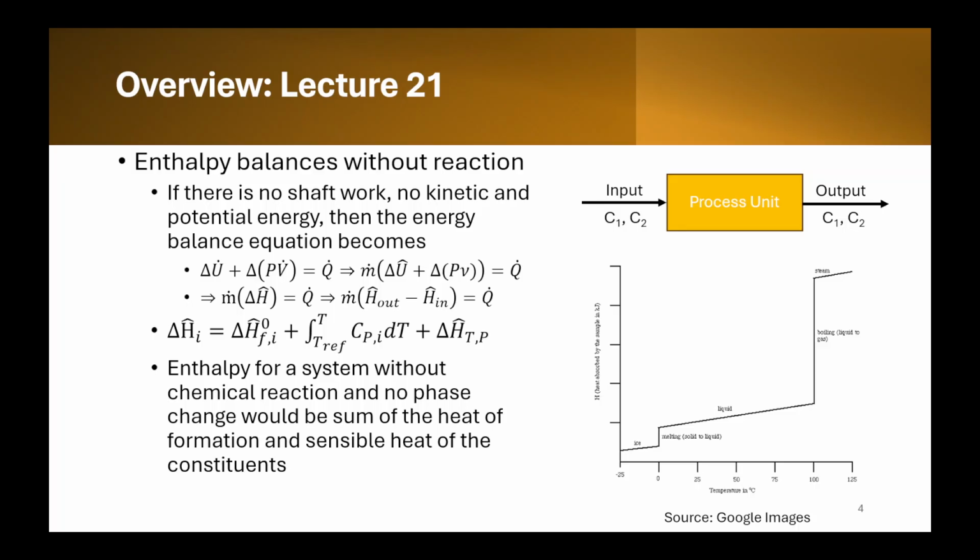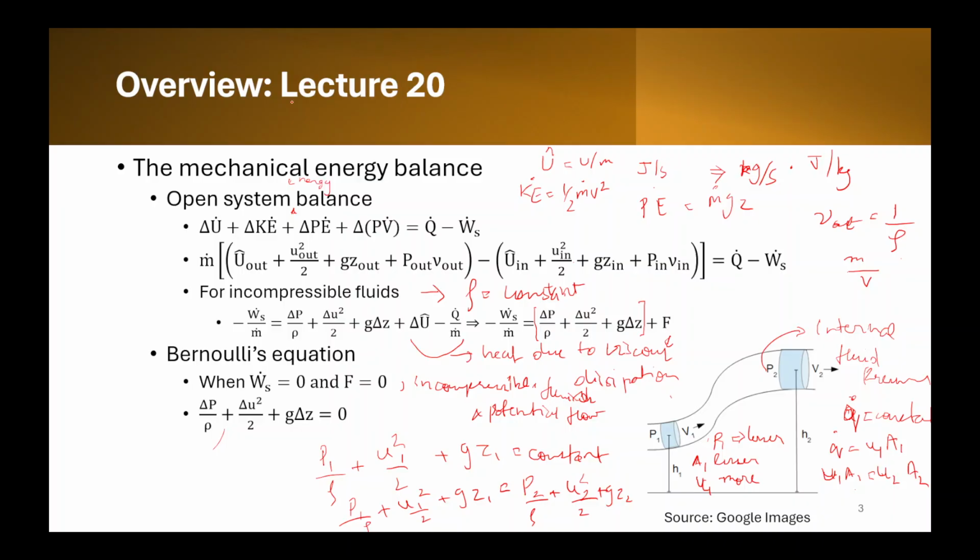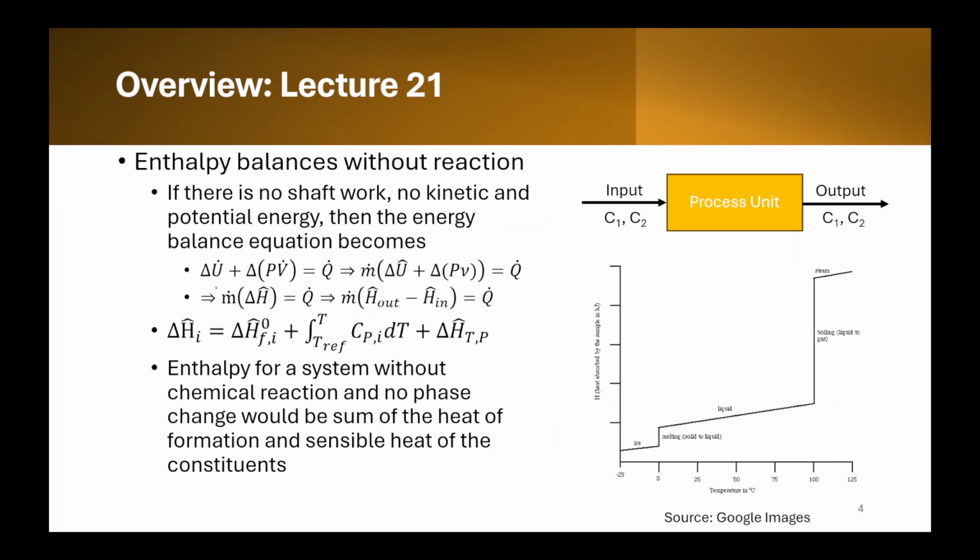So we move to lecture 21. It was about enthalpy balances without reaction. Suppose there is no shaft work, no kinetic energy, no potential energy, then the energy balance equation becomes delta U dot plus delta PV dot is equal to Q dot. So these terms get cancelled, and we only get delta U dot plus delta PV dot is equal to Q dot. So that is what is written here.